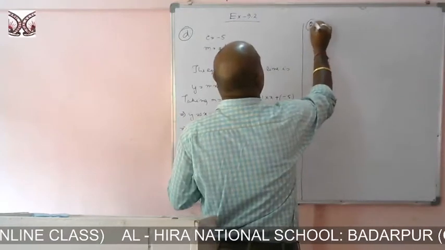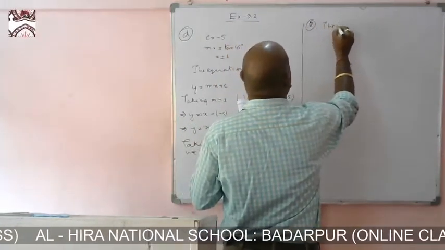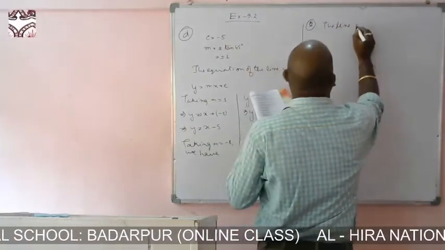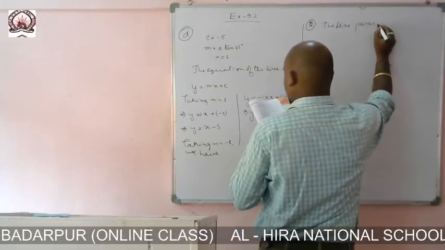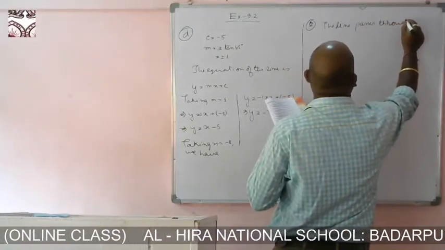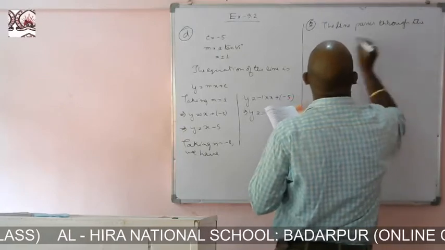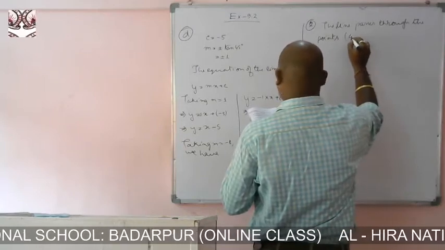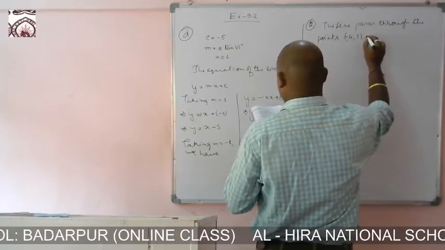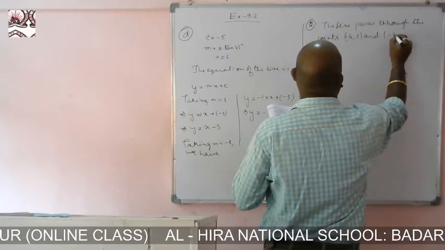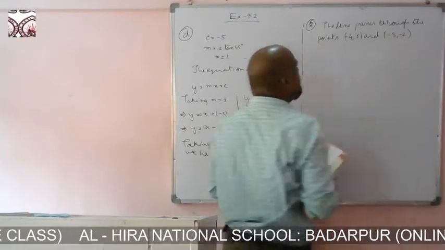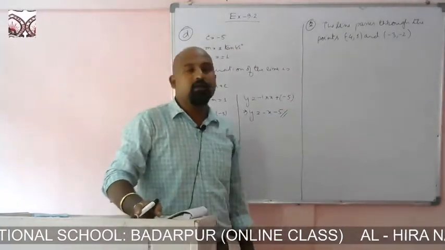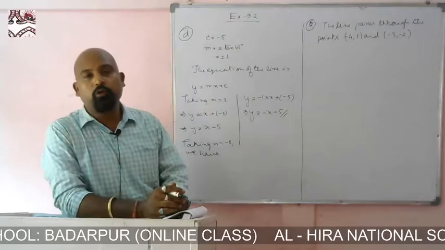Number E. The line passes through the points minus 4 comma 1 and minus 3 comma minus 2. The two points are given to us, so we have to apply the formula for the equation of a line passing through two given points.